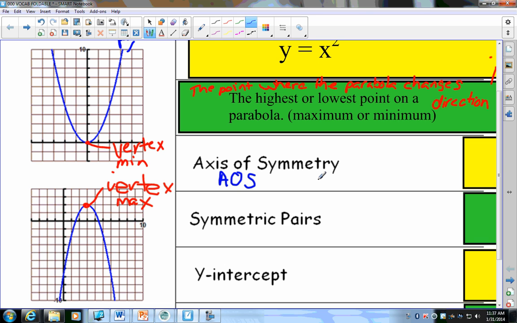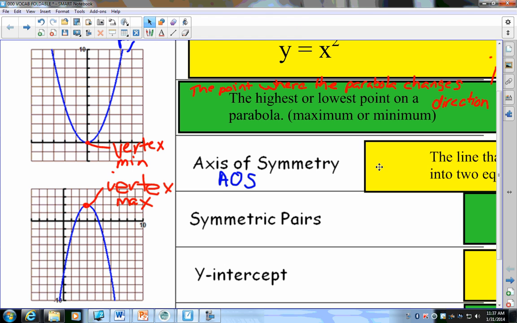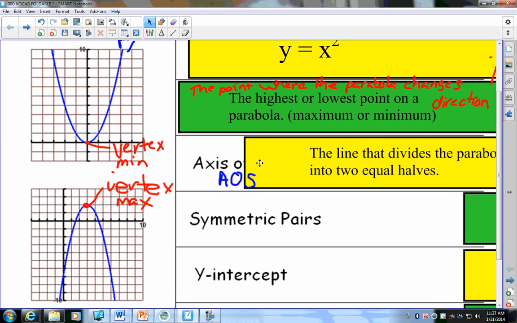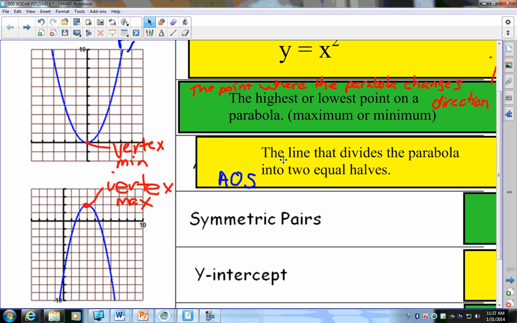Okay? So here in my class, right here on the front, you see that mine says axis of symmetry, and I just have AOS written underneath of it. Then when you flip open the flap, what you're going to write underneath there is that this is the line that divides the parabola in two equal halves.